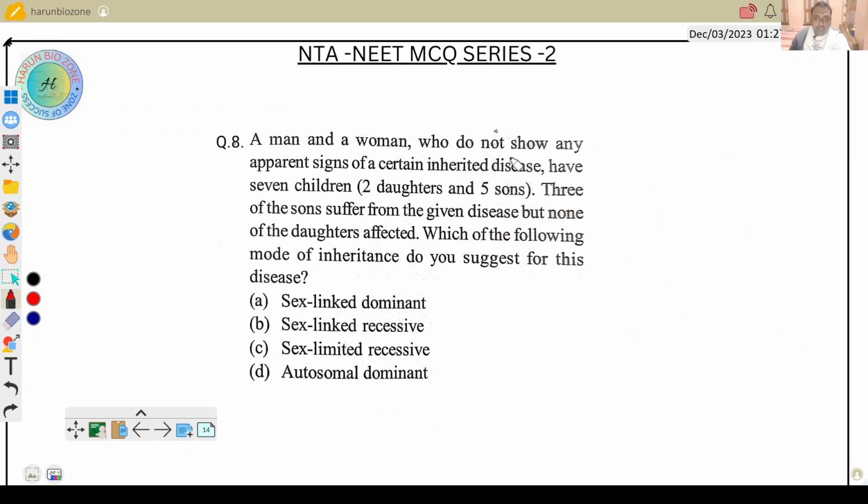A man and woman who do not show any apparent signs of a certain inherited disease have 7 children, 2 daughters and 5 sons. 3 of the sons suffer from the given disease, but none of the daughters are affected. Which of the following modes of inheritance do you suggest? So here, this is the mother and this is the father, and 7 children, 2 daughters and 5 sons.